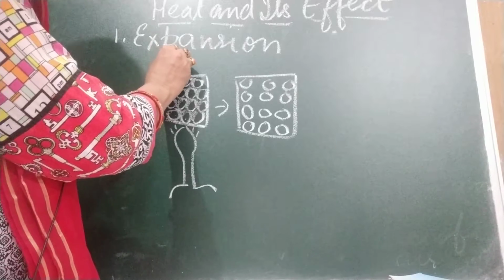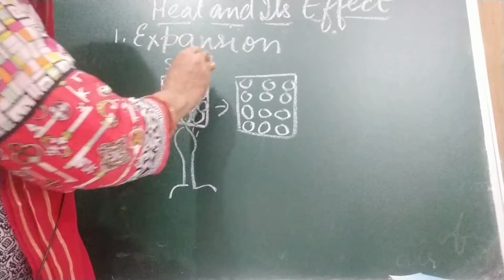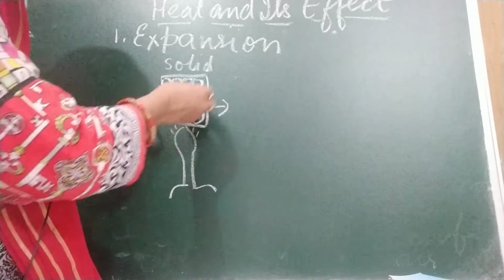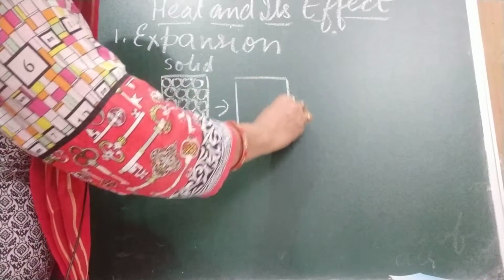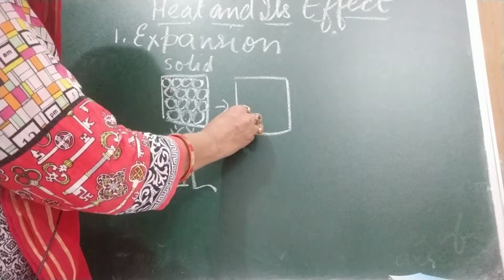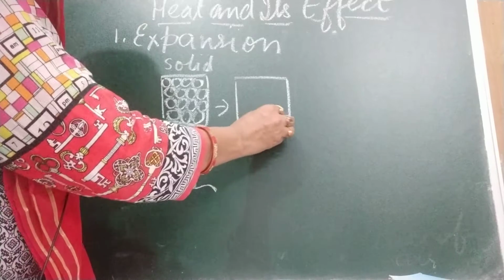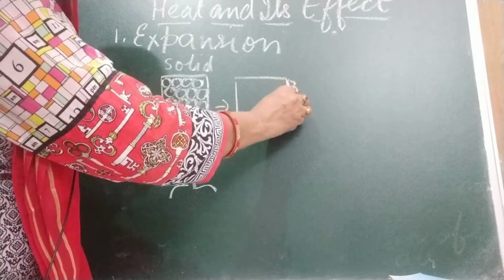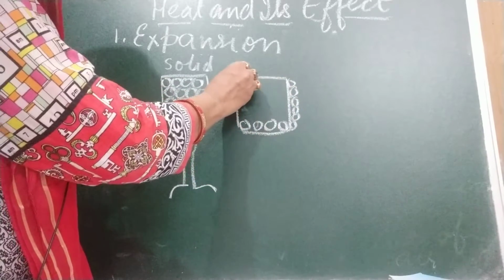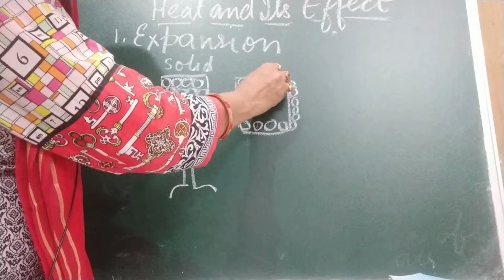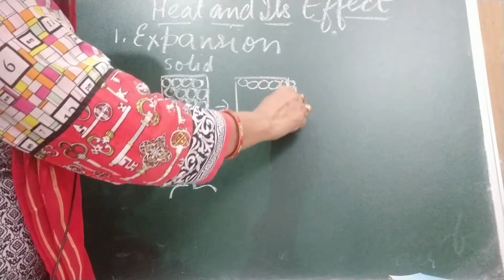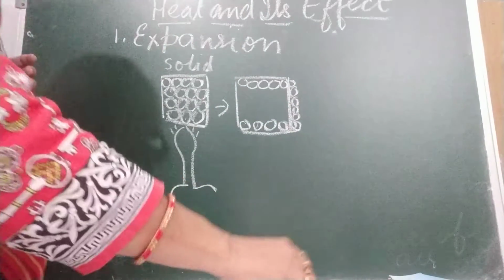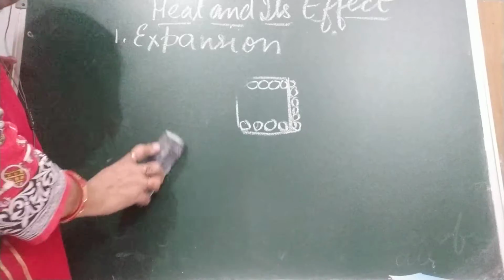When space is created, the solid turns into liquid. In the beginning, very little space is created. When it is getting heat, very little space is increased, and we can say that expansion has taken place. Just see, it was like here, but now a little expansion has taken place. I will show you this with the help of one experiment.